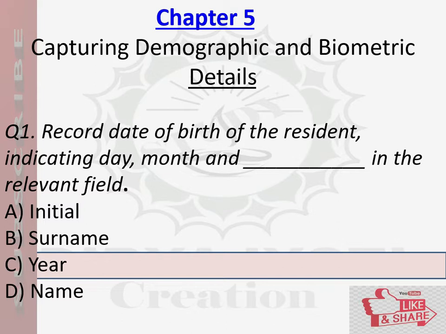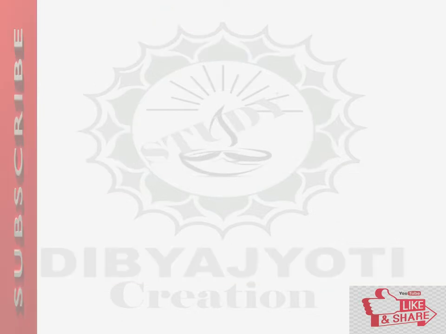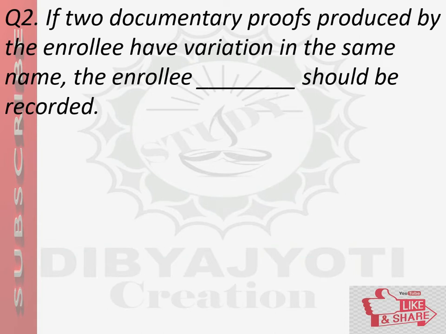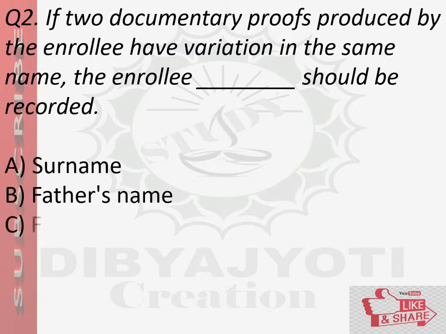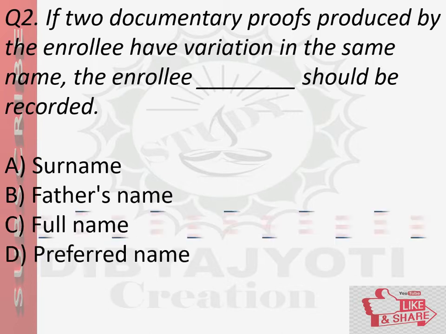Question number 2. If two documentary proofs produced by the enrollee have variation in the same name, the enrollee's dash should be recorded. Option A, surname; option B, father's name; option C, full name; option D, preferred name. And the answer is full name.